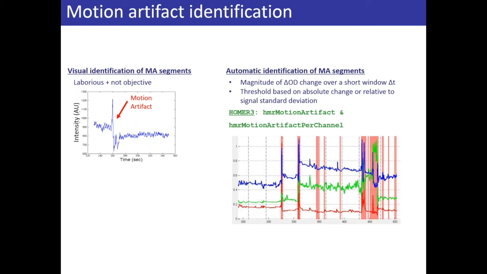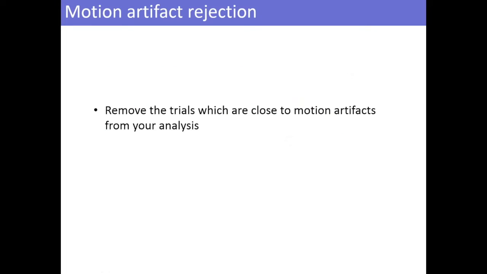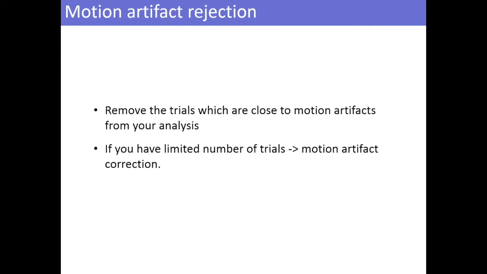The screenshot you see is from Homer. When you run this motion detection function in Homer, it will create red patches around the detected motion artifact, as you can see here and elsewhere. So after detection, we can either remove the trials that are contaminated by motion artifacts, or if we have a limited number of trials, as we said before, we can proceed with a motion correction algorithm.